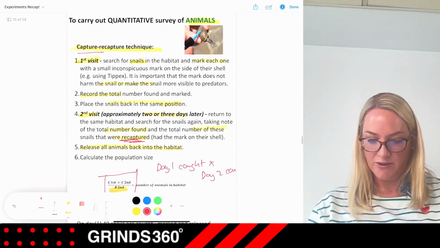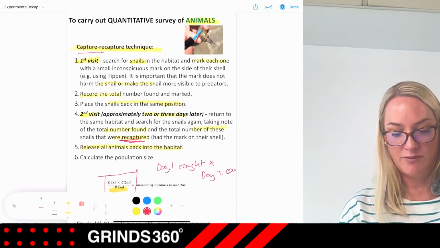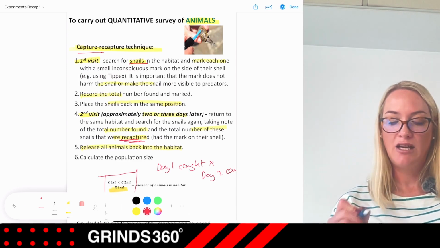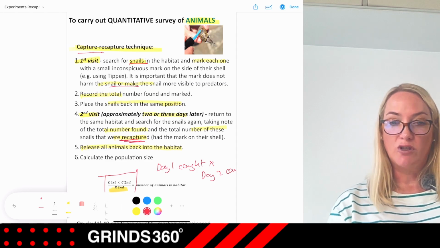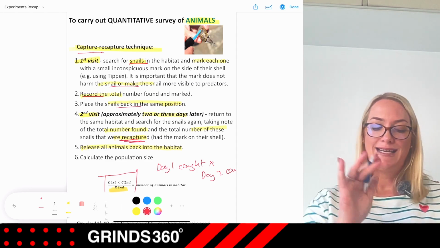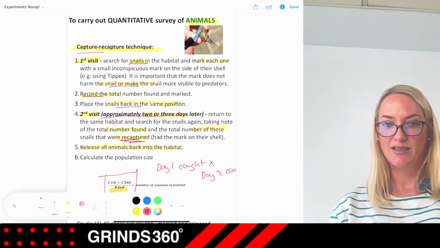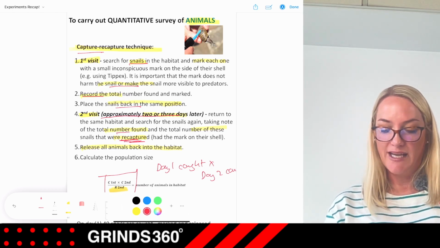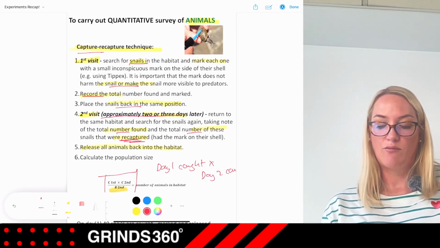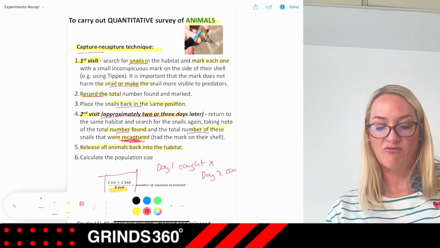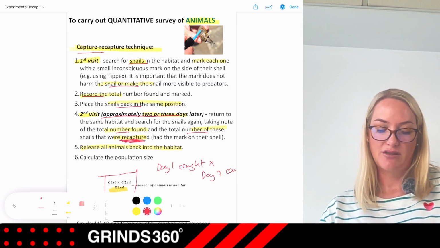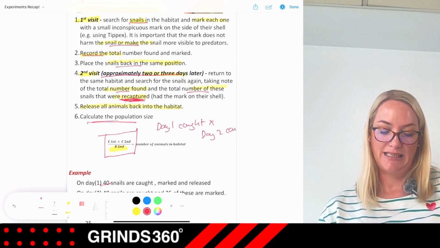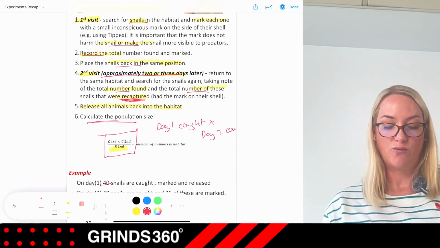So where are marks going for? Marks are going for naming your animal. Marks are going for mentioning capture, recapture. Your first visit, you mark the animals, you record, and you place them back. Second visit, or 2 to 3 days later, that is implying that you've gone back again. Total number found, and you could say some of these had marks on their back, so these were recaptured. Reference has to go to recaptured. So release them back, calculate out your population. So marks will be going for calculating out your population and say what your formula is.